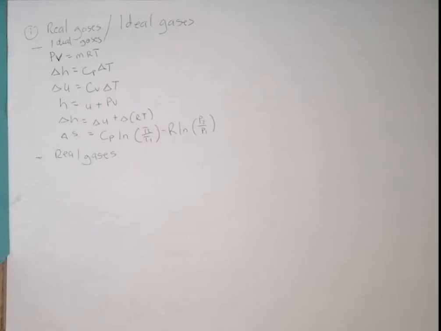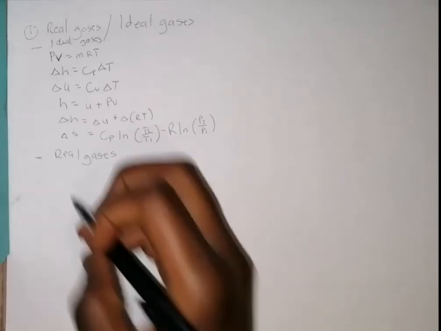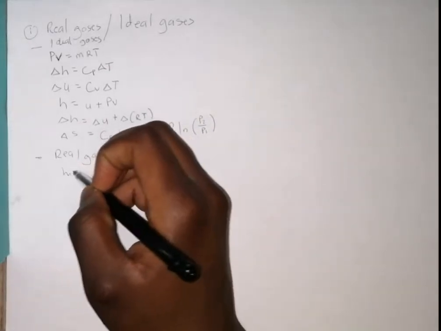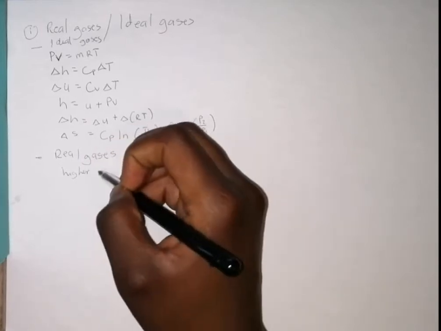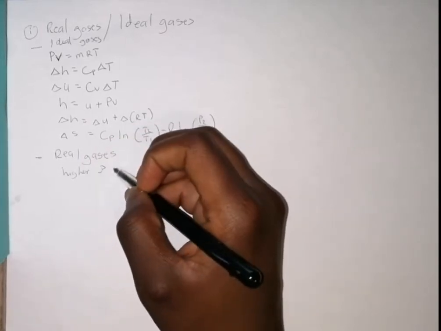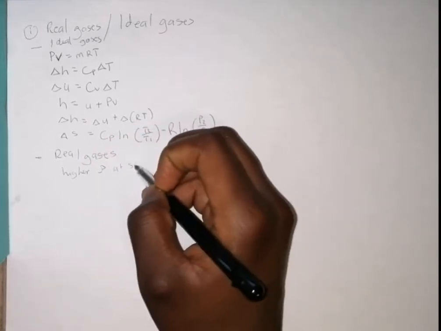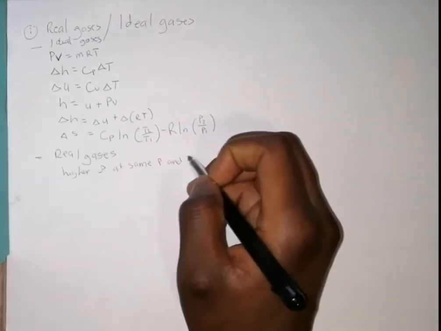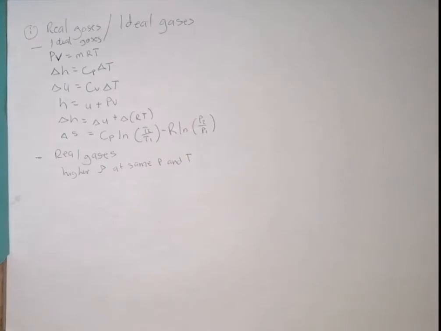For real gases, we're going to make a comparison. Something we can see between real gases and ideal gases is that real gases have a higher density at the same pressure and temperature than ideal gases.